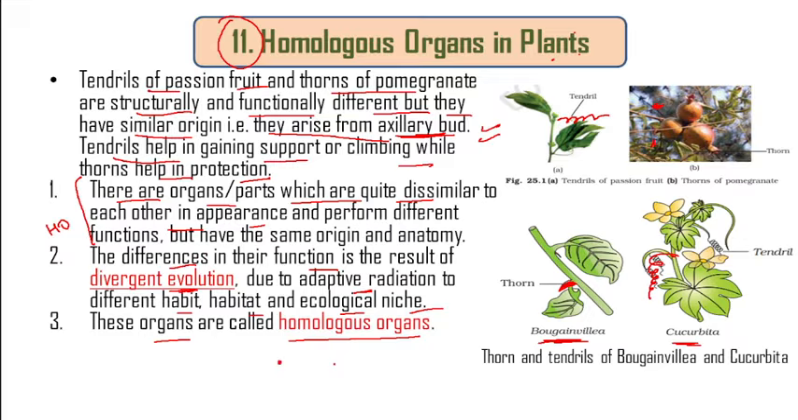For example, these two organisms have moved to different areas. They have started to live here. Their organs adapted themselves according to the needs of different regions, but both of them have the same origin. So this shows divergent evolution.